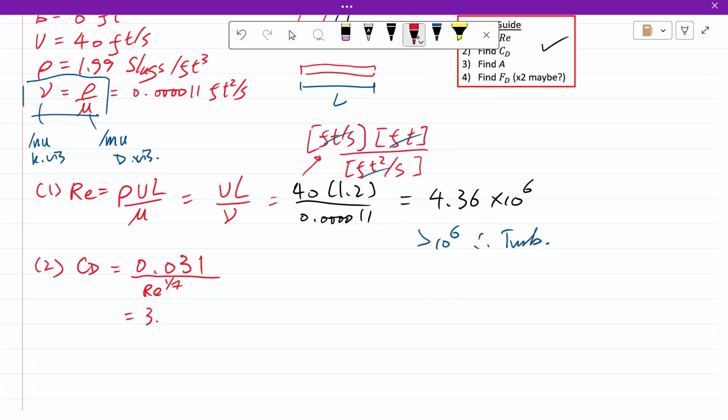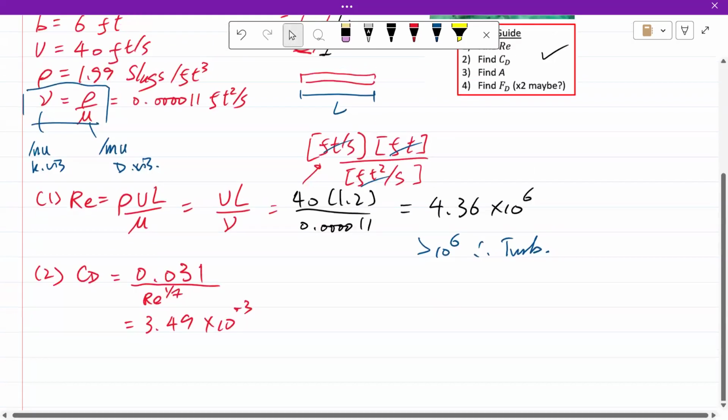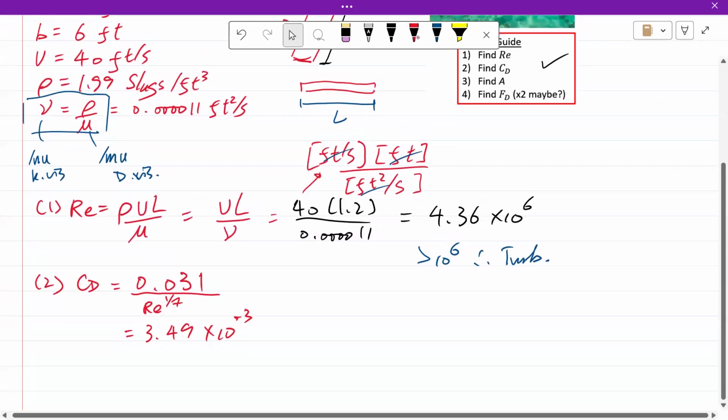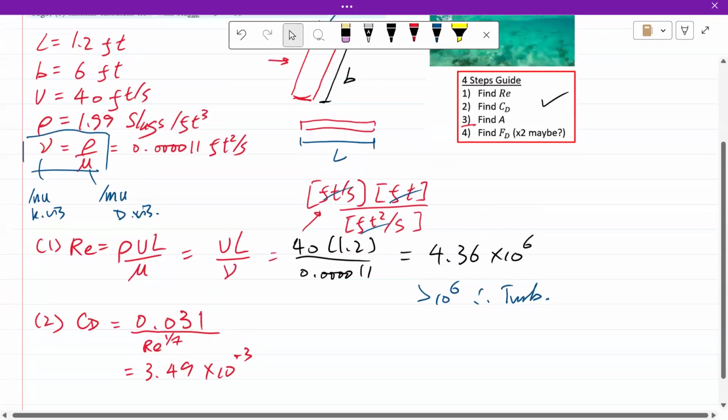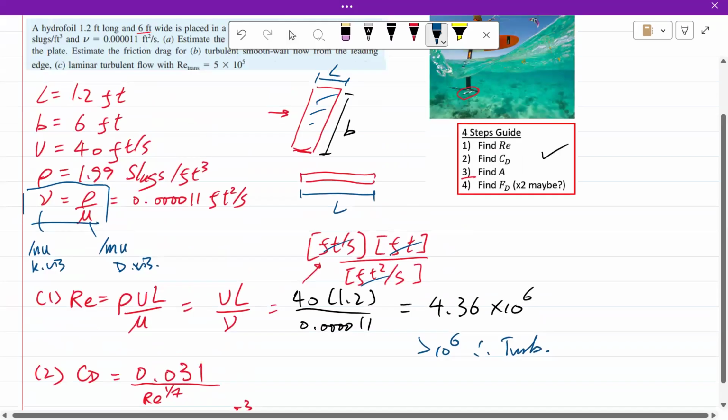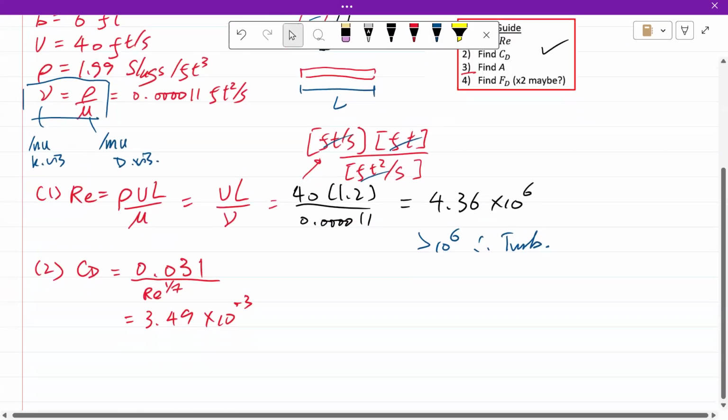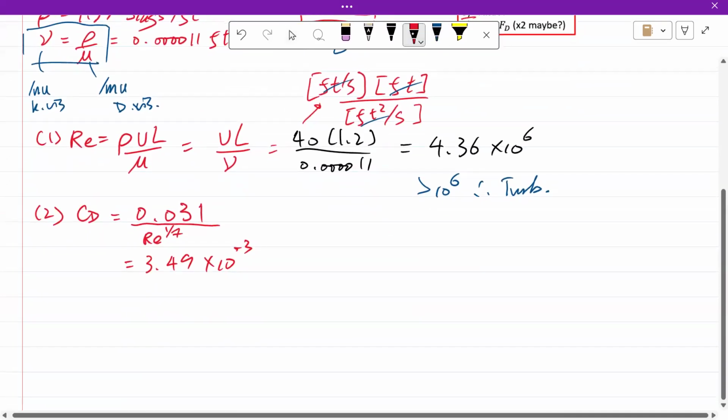Plug the numbers in, you're gonna get 4.39 times 10 to the -3. Quite low actually. That brings us to step 3, the area is just the top down area, which is L times B. Step 3, A is equal to L times B.